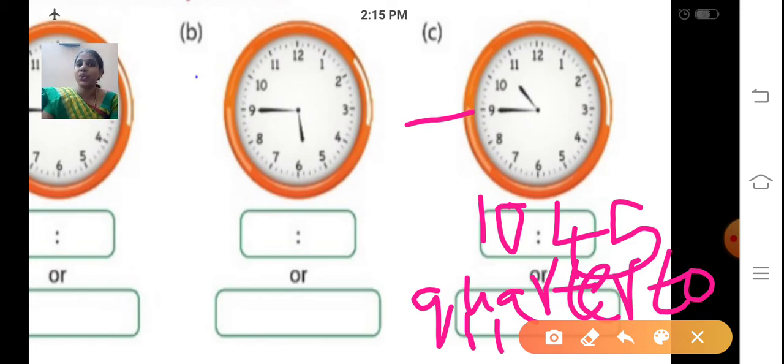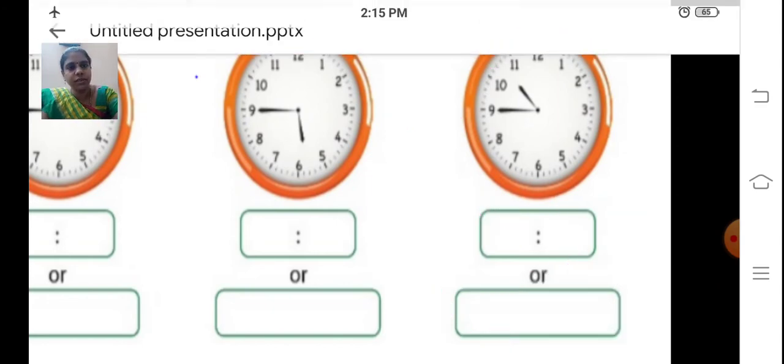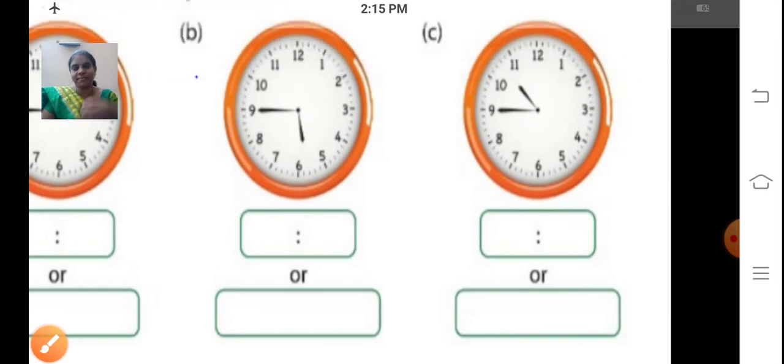Quarter to 11. It's going to be 11. It is not 11. So 15 minutes is there to reach 11. Time is 10:45. Just see, it has crossed 10 fully, right? So how to write another way? Quarter to 11. Don't write 10. That is wrong. Quarter to 11. It is going to be 11. Clear, children? Shall we move on to the next one?